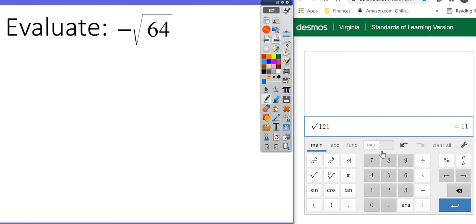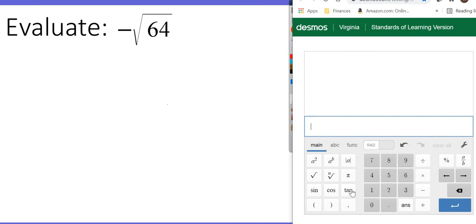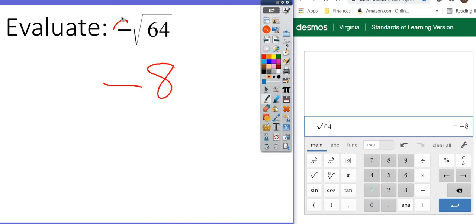Now let's look at the next one. Ooh, this one has something extra. It has a negative at the beginning. So let's do negative square root of 64. That gives you negative 8. Don't forget that, because otherwise you might not get the right answer. Use Desmos.